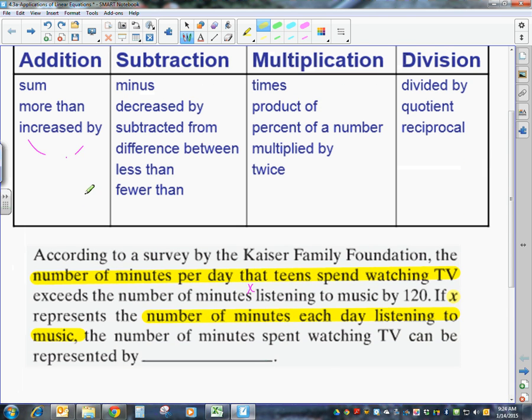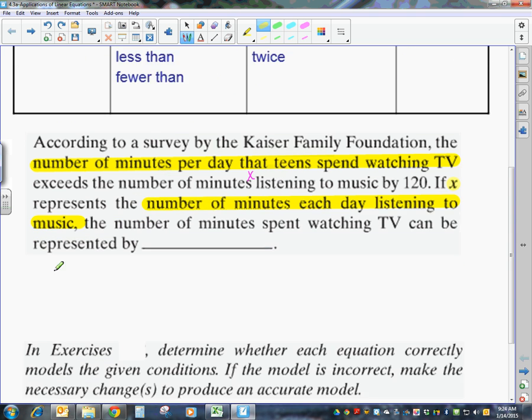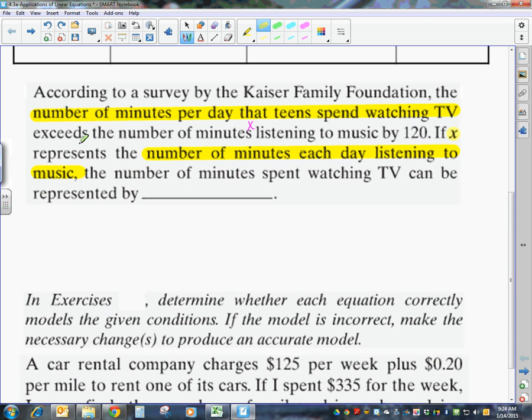Do we see exceeds? We don't see it on our list, so we have to think about what does that mean. And hopefully, exceeds means it's kind of like more than. That's a number that's greater. Okay? So the amount of time watching TV is more than the number of minutes listening to music by 120. So how can I say that? I have the number of minutes listening to music, and if I add 120 to it, then I will get the amount that I'm watching TV.